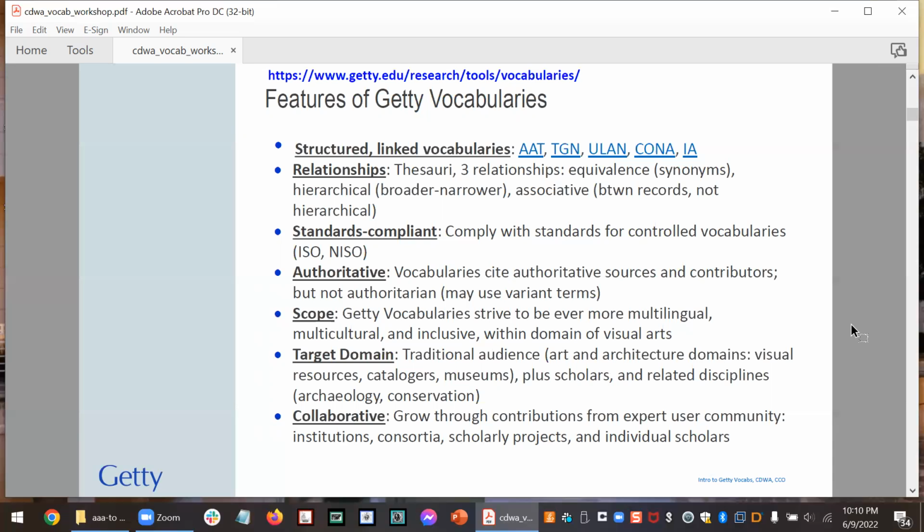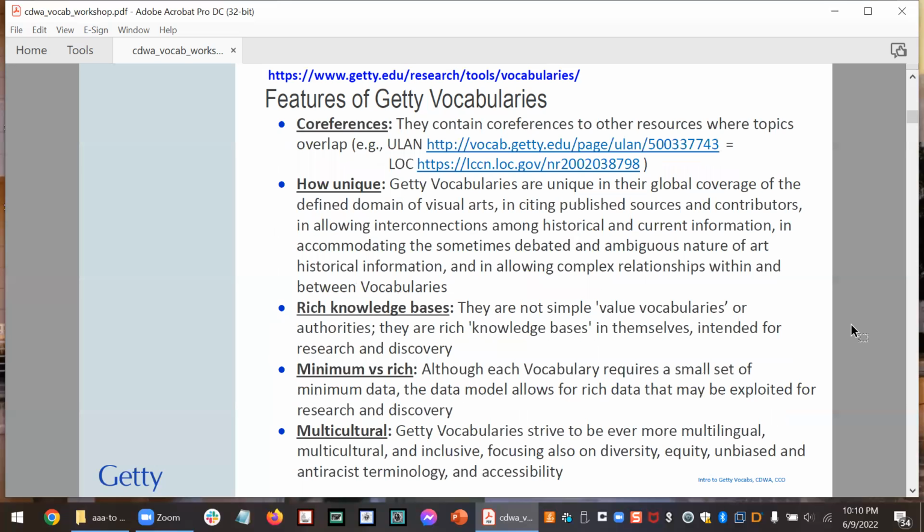And within the domain of visual arts, this is our domain, we strive to be more multilingual and multicultural and inclusive. Our target domain and traditional audience includes art and architecture, visual resources, catalogers, museums, scholars, more and more individual scholars, and the related disciplines of archaeology and conservation. We work collaboratively with the community in scholarly projects.